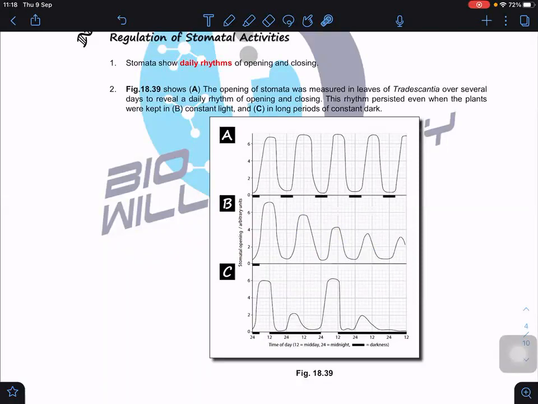And in prolonged darkness, you can also see that they occasionally open and close. This one also we have to remember: even though the plants may not carry out photosynthesis at this moment, plants do need to carry out respiration. So they need to open so that they get extra O2.